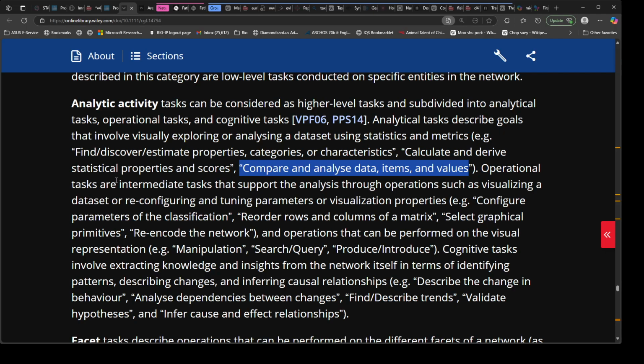Operational tasks are intermediate tasks that support the analysis through operations such as visualizing a dataset or reconfiguring and tuning parameters or visualization properties. For example, configure parameters of the classification, reorder rows and columns of a matrix, select graphical primitives, re-encode the network, and operations that can be performed on the visual representation, for example manipulation, search/query, produce/introduce.